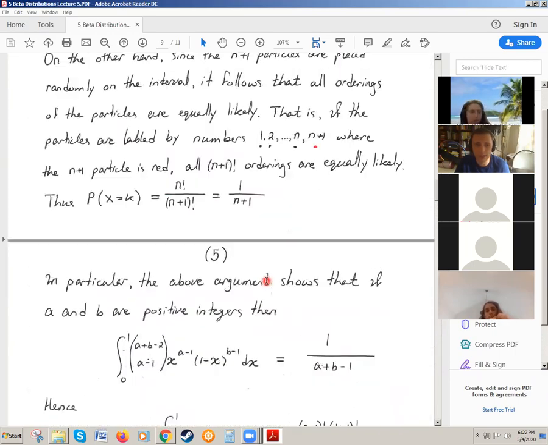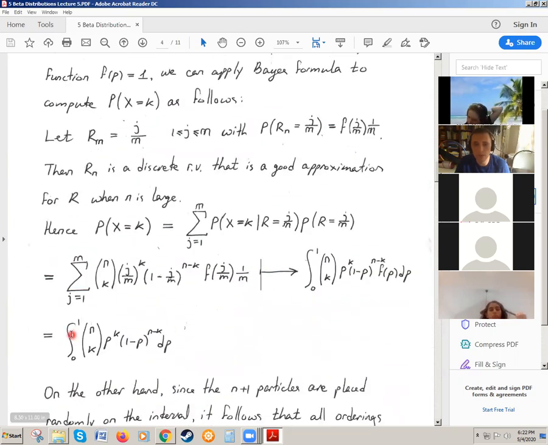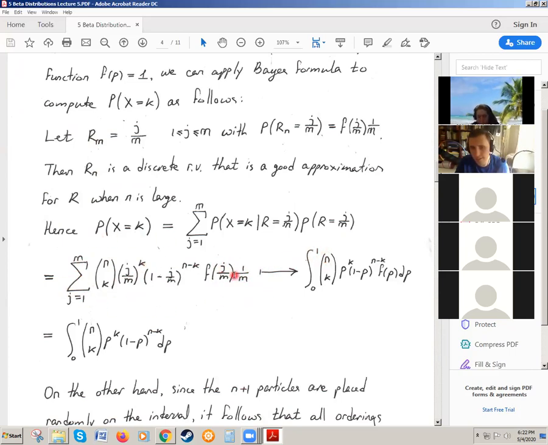It's a very simple argument. I got to this integral because I used Bayes formula. Bayes formula, you remember it, right? In the discrete case, I just apply it like this. It's the probability that x equals k given all the possibilities that r can equal. So I made r a discrete random variable, and I get this sum, which you recognize is just, in the limit as m goes to infinity, the integral. So please let me know if you understand what happened.